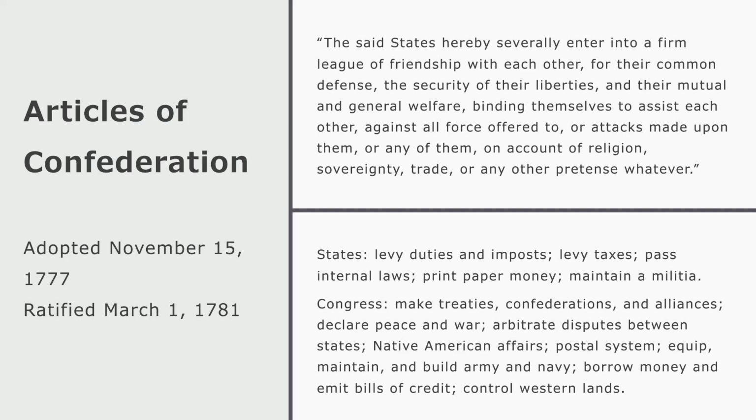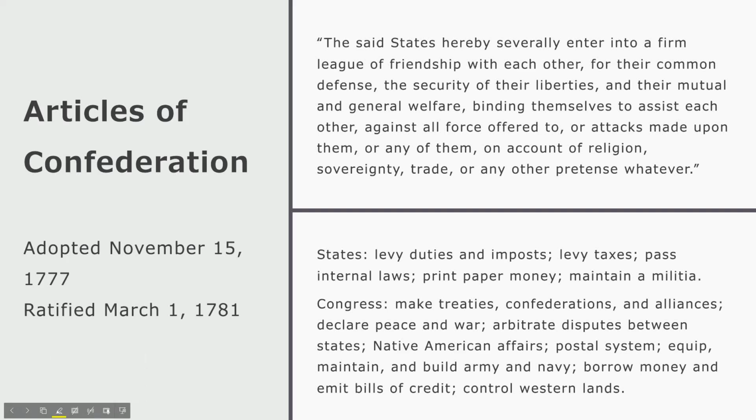Well, the answer to these questions is really found in the preamble to the Articles. It states, and I quote, "The said states hereby severally enter into a firm league of friendship with each other, for their common defense, the security of their liberties, and their mutual and general welfare, binding themselves to assist each other against all force offered to or attacks made upon them or any of them on account of religion, sovereignty, trade, or any other pretense whatsoever."